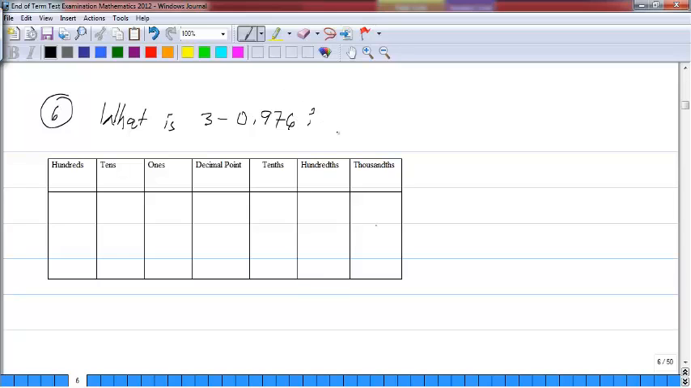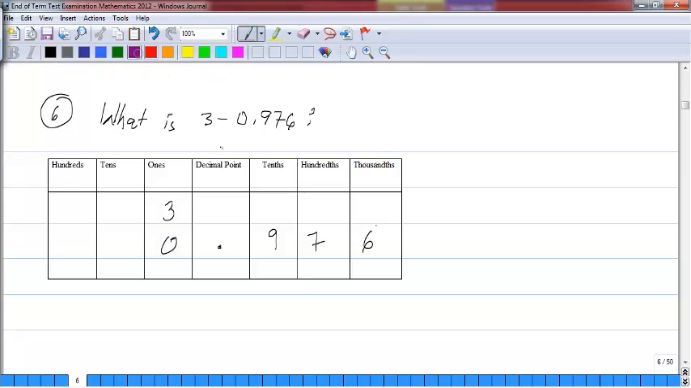Number 6. Number 6 says, what is 3 minus 0.976? So our decimal point will go in this section. So we have 3, and that would be 3 ones. Then we have a decimal, so we have 0 what? 0.9 in the tenths place, 7 hundredths, and 6 thousandths.